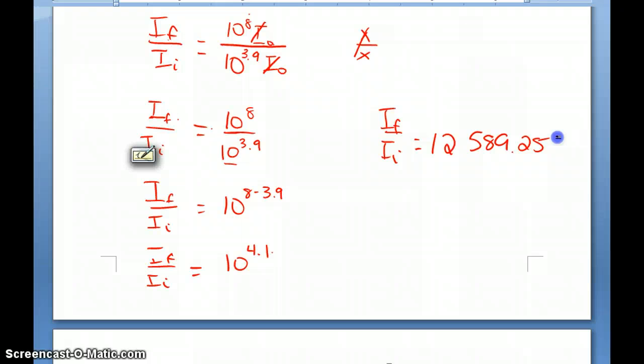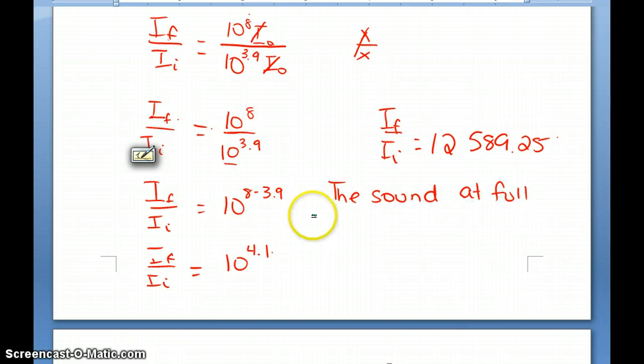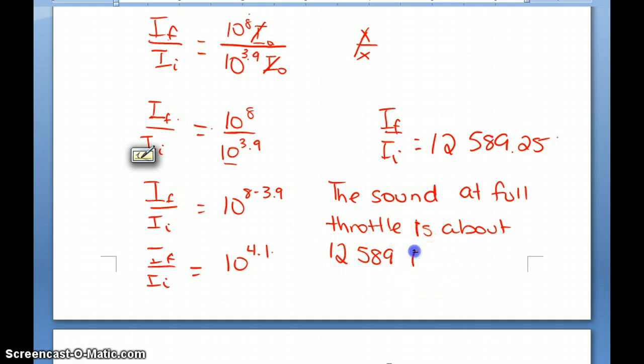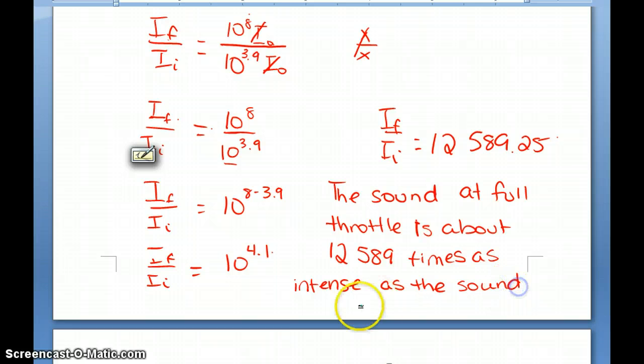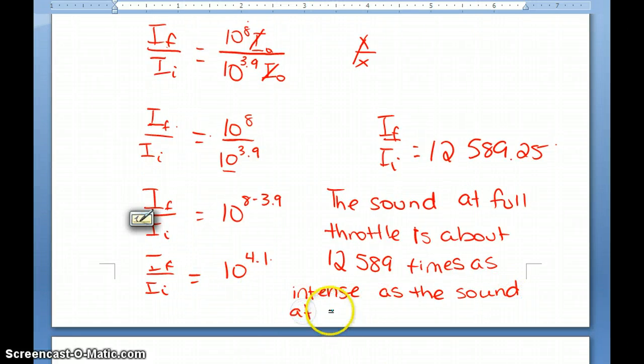And so this is a word problem, so let's write that as a sentence. The sound at full throttle is about, and make sure you say about, it's not exactly, and we'll just round it to the nearest whole number, so it is about 12,589 times as intense as the sound at idle.